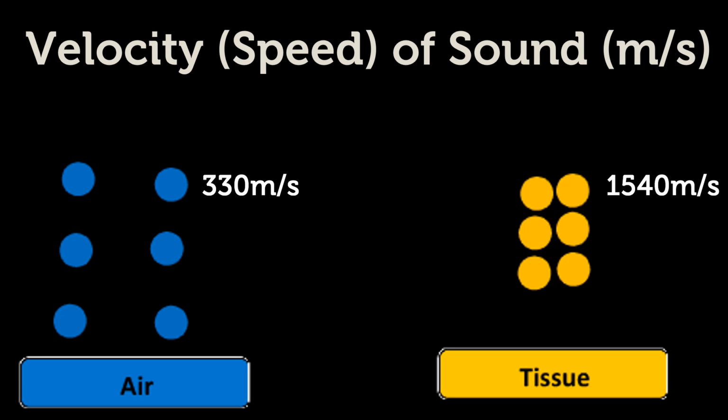Velocity depends on the closeness of the molecules to one another, known as the density of the medium. The closer the molecules, the faster the vibration is passed on and the faster the velocity. You can see from this schematic that because air molecules are further apart, the speed of sound in air is much slower than in tissue.